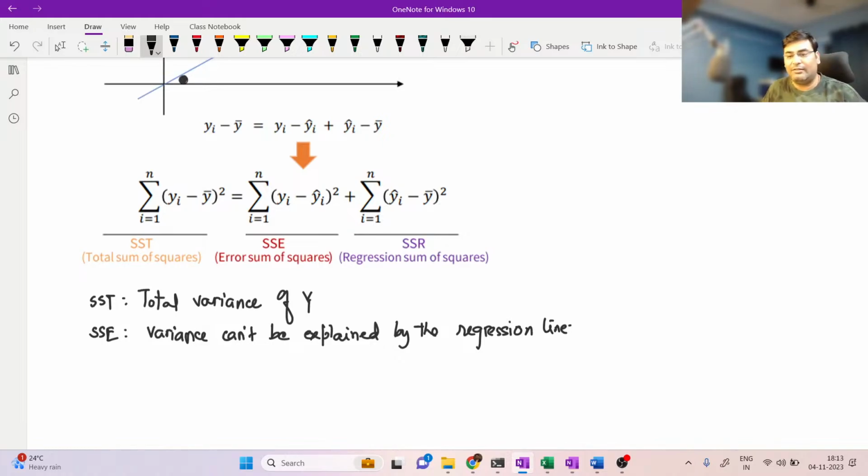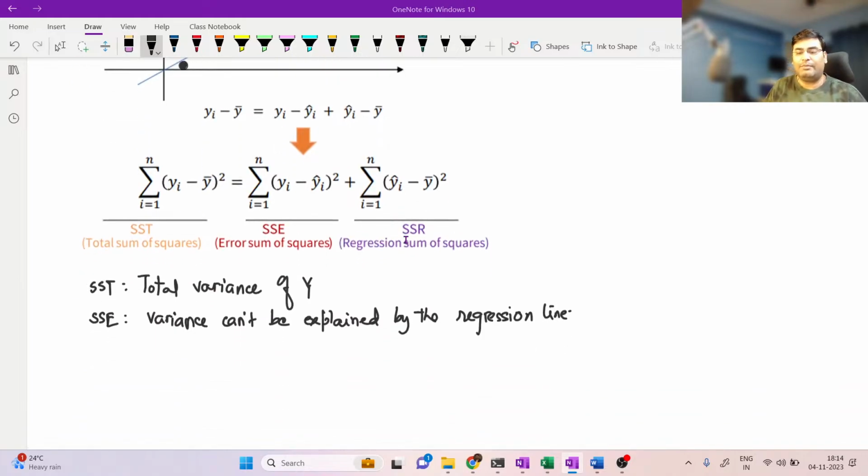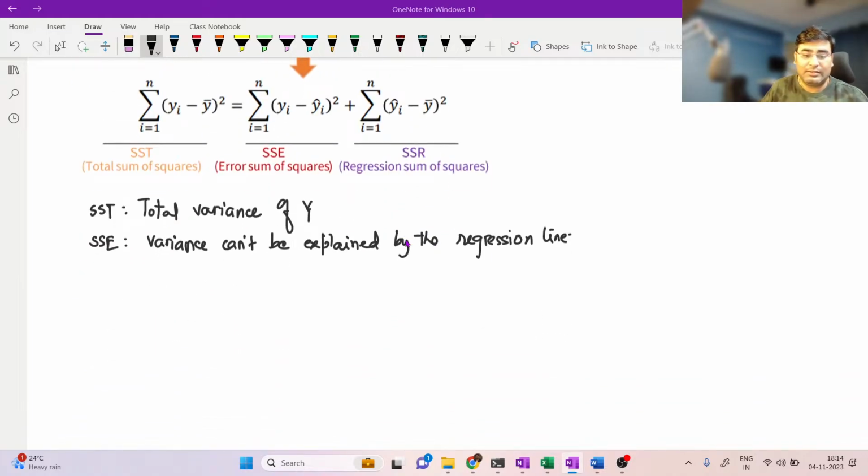So some of the variance can be explained by the regression line. Some of the variance cannot be explained by the regression line. Total, if you add them, becomes your total variance. Make sense? How much you can explain by the regression line, we denote by SSR. So we can say this is the variance that can be explained by the regression line.